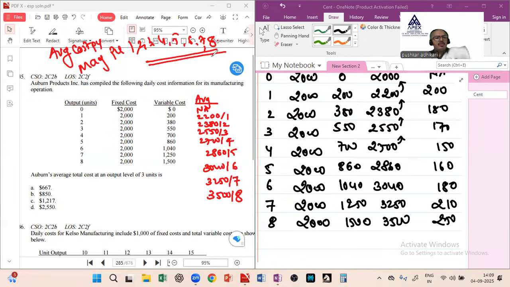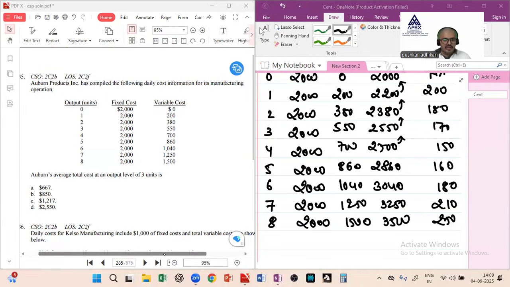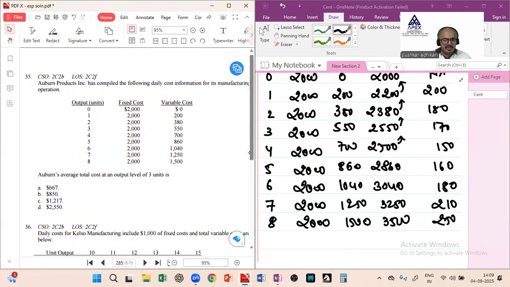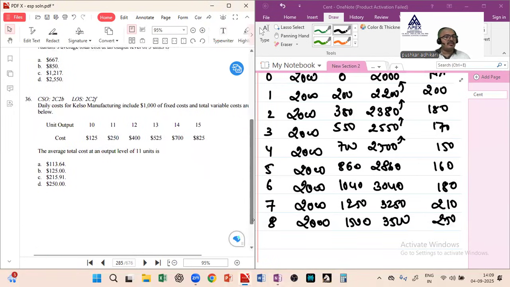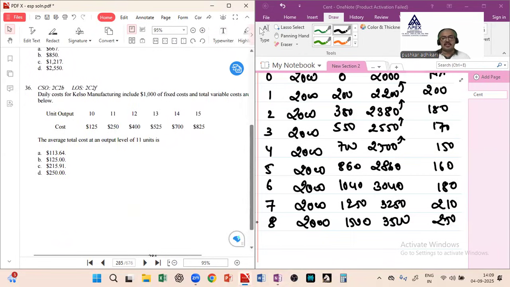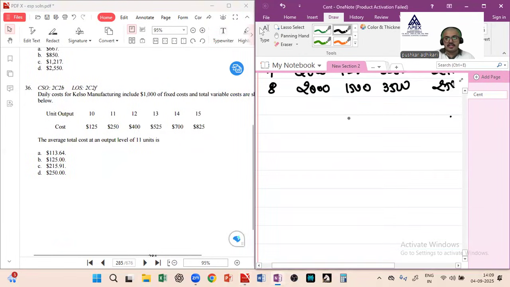We have revised the whole concept. So we don't have to worry about anything. We are now ready to face the MCQs as they come. But yes, we have to respect the question. We have to be very, very careful while dealing with the question. Now let's go to question number 36.